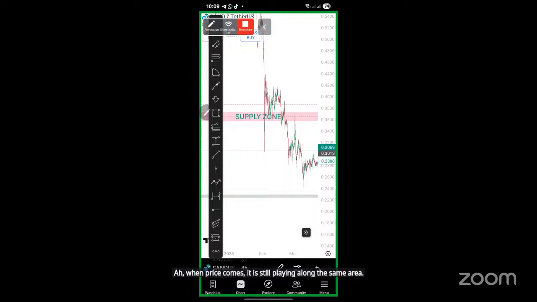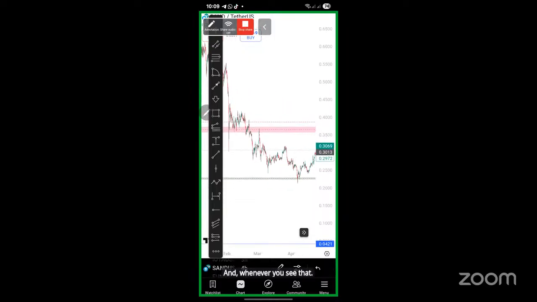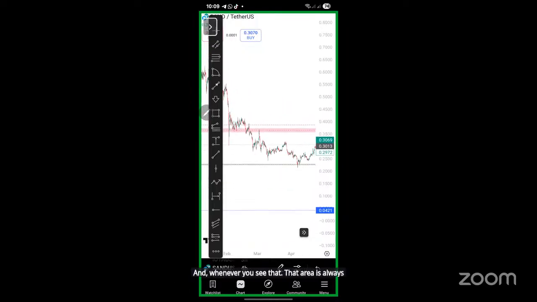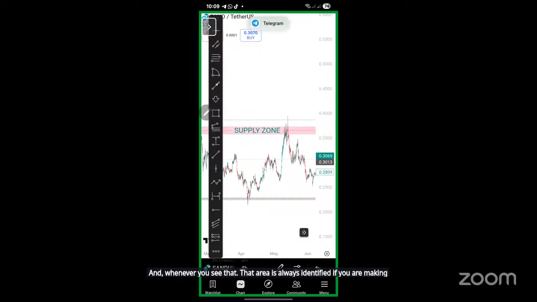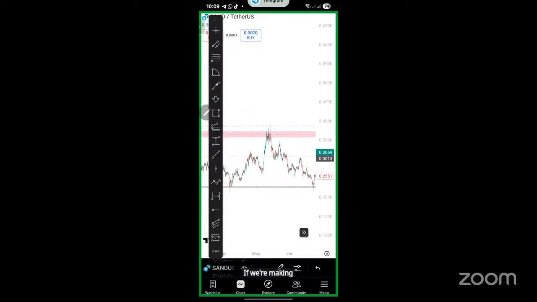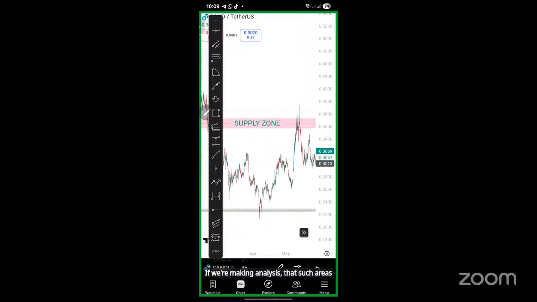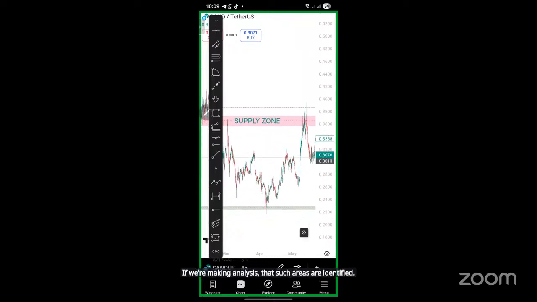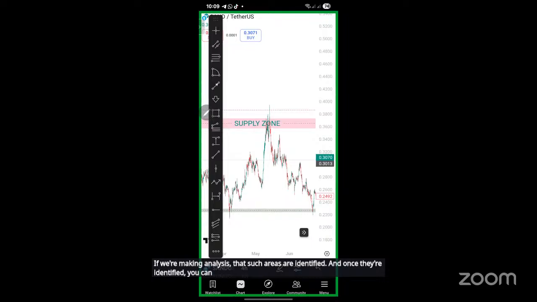And whenever you see that, that area is always identified if you are making analysis. If you are making analysis, such areas are identified. And once they are identified, you can draw an area there to indicate a common reaction area.